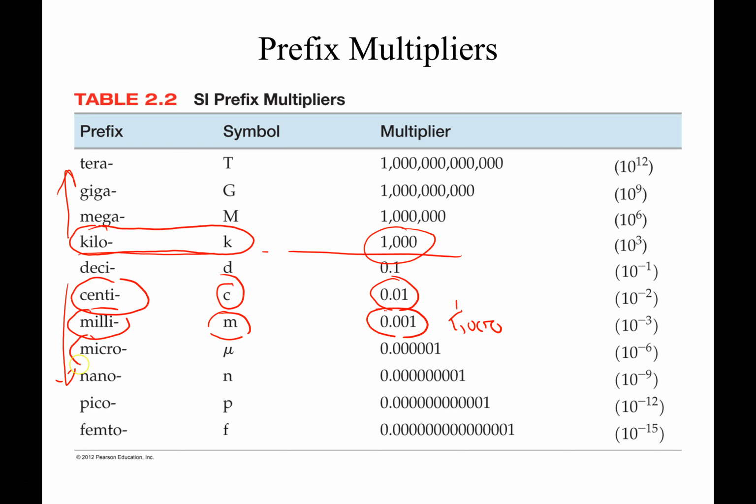So I want you to know micro. The symbol for micro is a Greek letter mu. Mu actually looks like a U with a little bit longer tail. And that means 1/1,000,000th of the base unit. Okay, so know those 4 for this class. You might need to interact with some of the others, but all right.